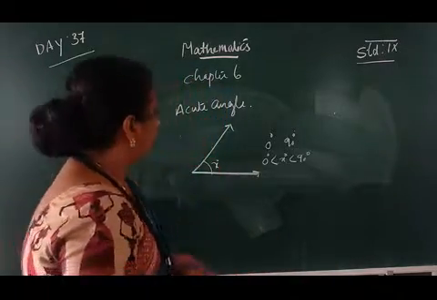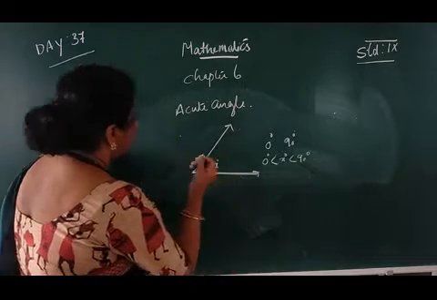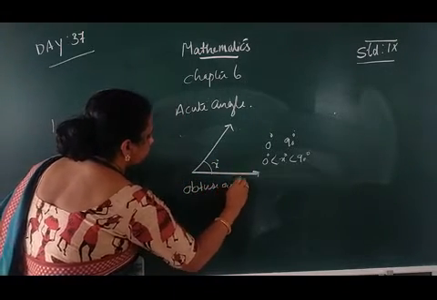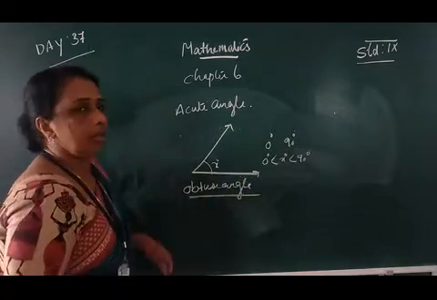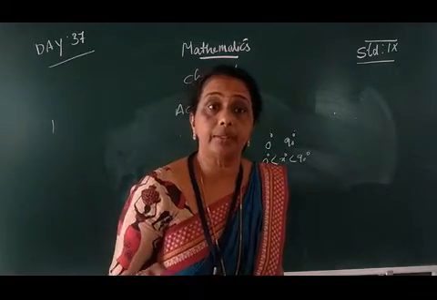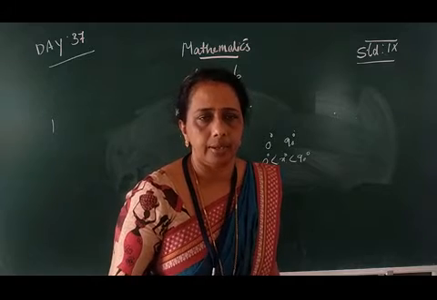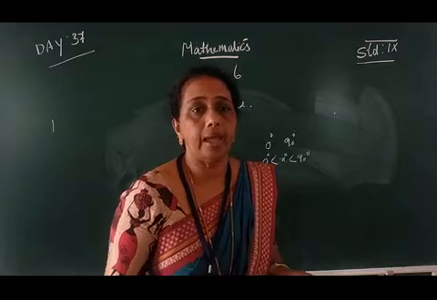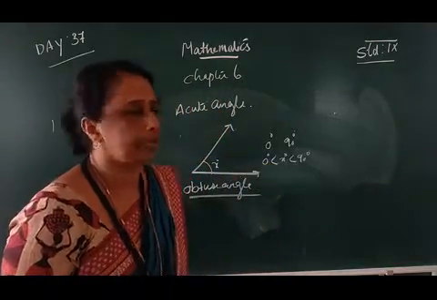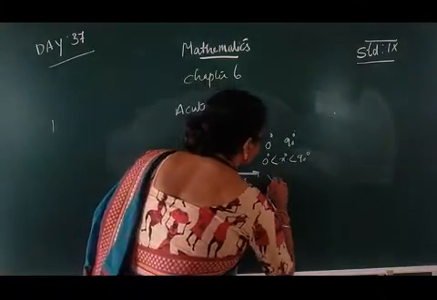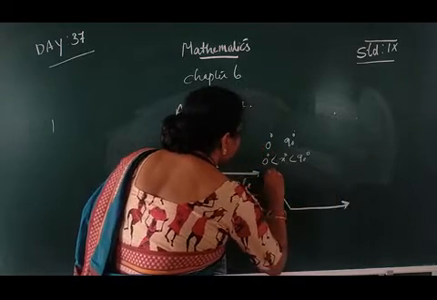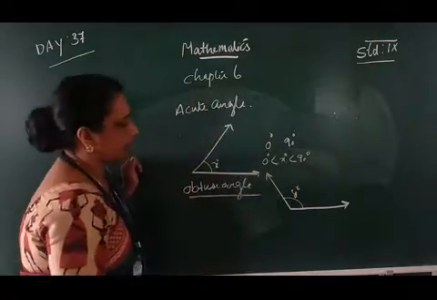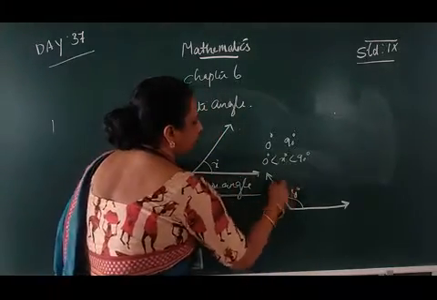Okay. The next one is obtuse angle. The measurement of the angle greater than 90 degree is called obtuse angle. That is, its measurement is between 90 degree and 180 degree. That is, the measurement of an angle greater than 90 degree but less than 180 degree is called obtuse angle. This is obtuse angle.